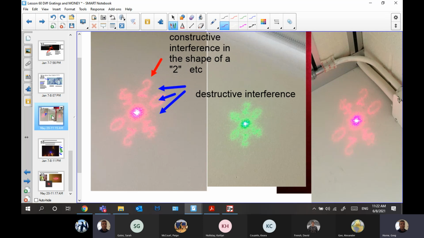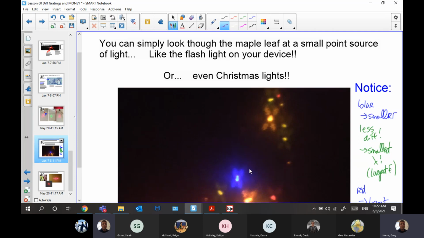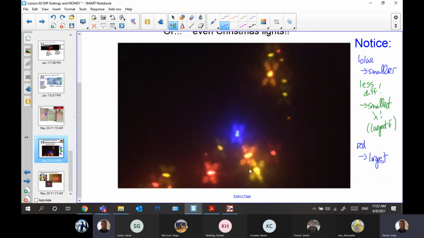If you don't have a laser at home, which no one said they managed to find one, you can actually just look through the clear leaf part on the money at a point source of light, like your phone. The flashlight on your phone works well, or if you have Christmas lights nearby, they work well as well. So this is a picture on my front deck 4 Christmases ago or whenever it was. You can tell what kind of money I was looking through if you look carefully at it. $ signs and a 5. Yeah, you got it. So that was a $5 bill.